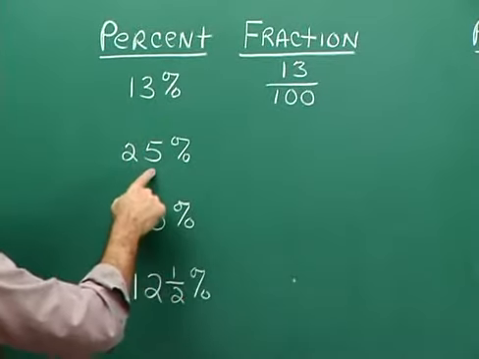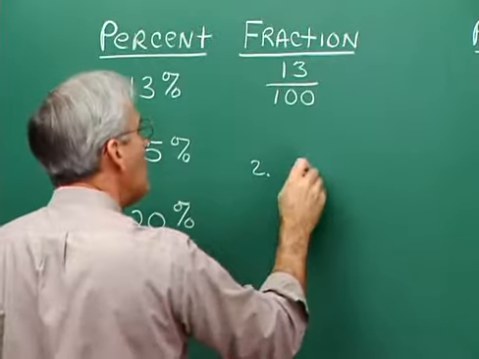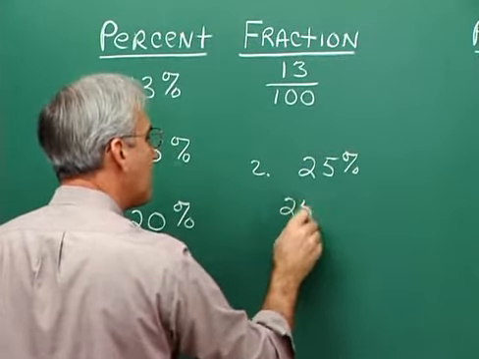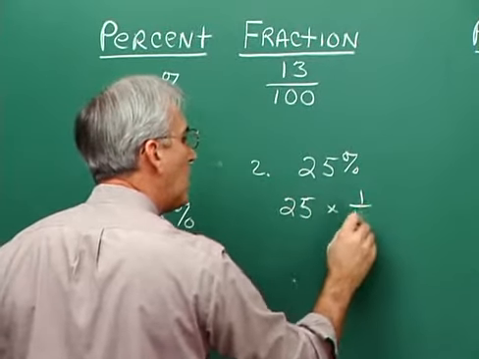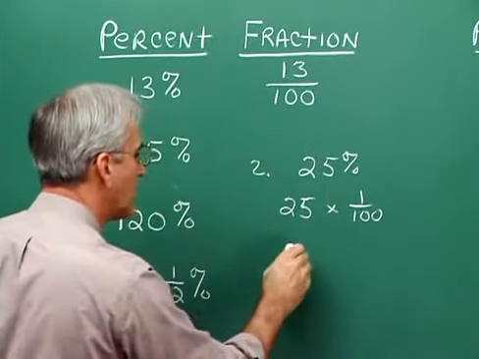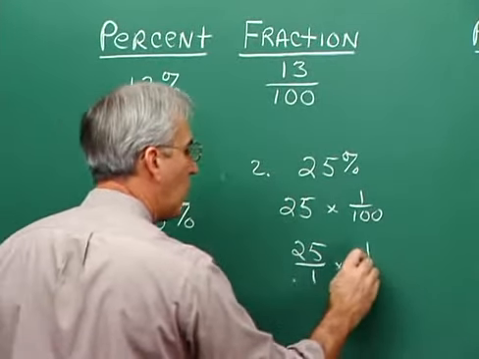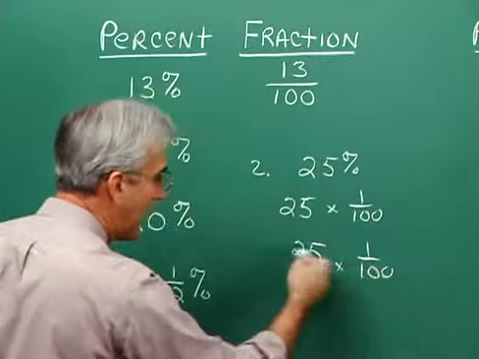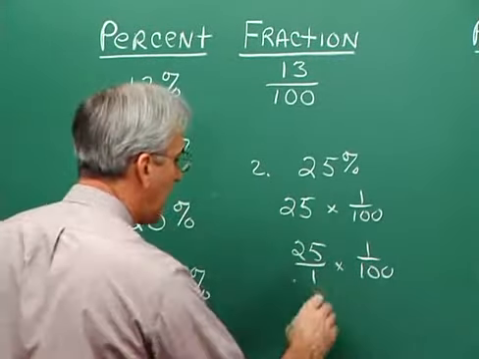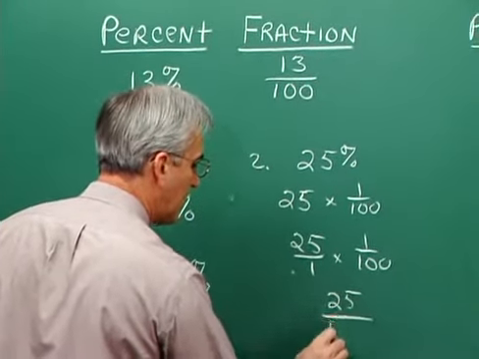For the next one, 25%. Again, it's like, okay, here's problem number 2. So 25% means 25 times 100th. That's the safest way to approach these problems. So this is 25 over 1 times 1 over 100. We could cancel right here if we see that opportunity. If we don't, it's okay. Multiply straight across. 25 times 1 is 25. And then 1 times 100 is 100.